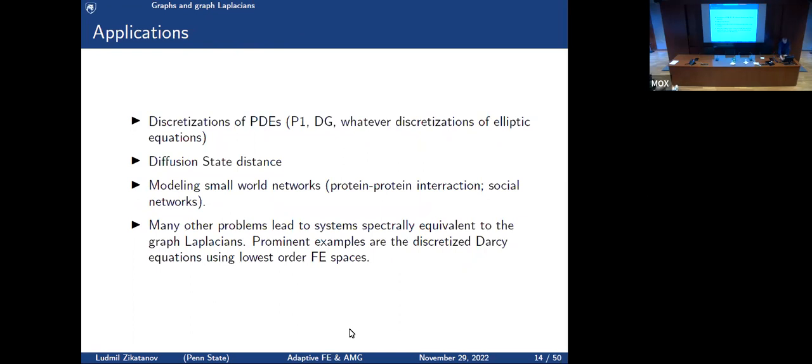All right, so I already mentioned some of this earlier, and yes, we have discretizations of PDEs, diffusion state distance, which is where you take the graph Laplacian, cross out a row and a column, and solve the rest of the matrix, basically finding the Schur complement over n-1. And you want to do this quickly. Protein interaction and also modeling social networks all involve either finding eigenvalues of the graph Laplacian or solving equations.